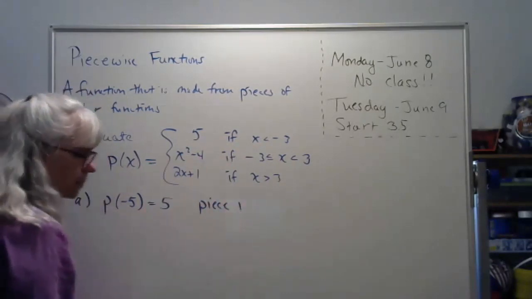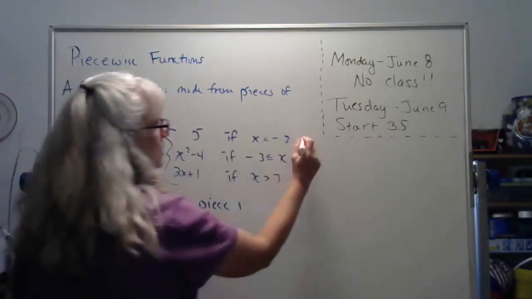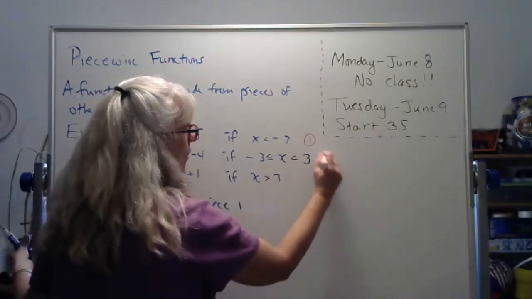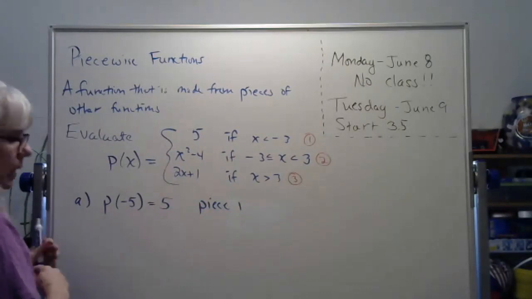So let's come in and label our pieces so that the conversation makes a little bit more sense. We're going to call this first piece, piece 1. We'll call this piece 2. And we'll call this piece 3 so we can communicate, basically.